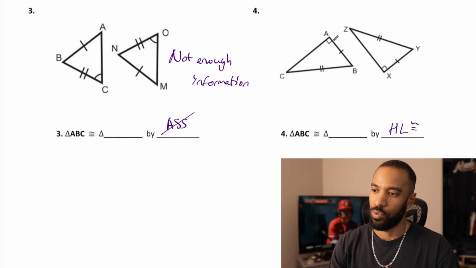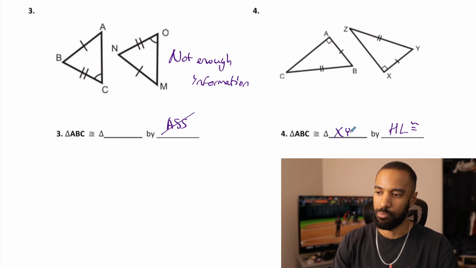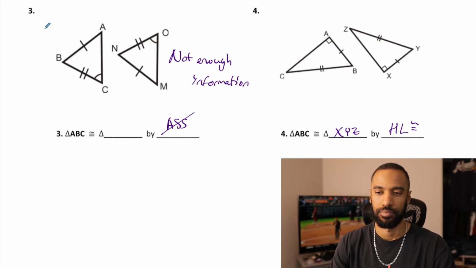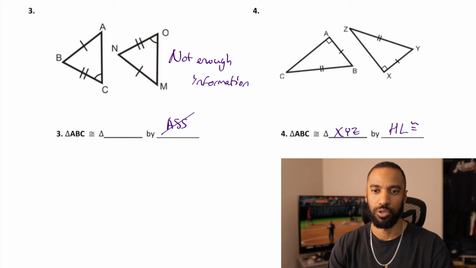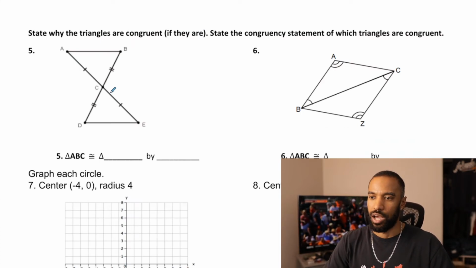So what is it when we say ABC? That would be A is the right angle, X, Y, Z, also alphabetical, by HL. Okay, more triangle congruence, let's see. Yeah, 5 and 6, same stuff.